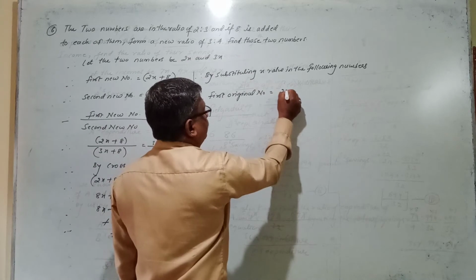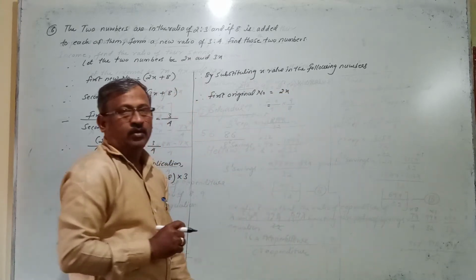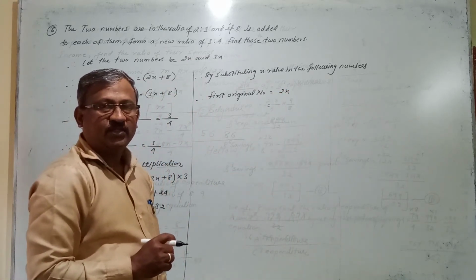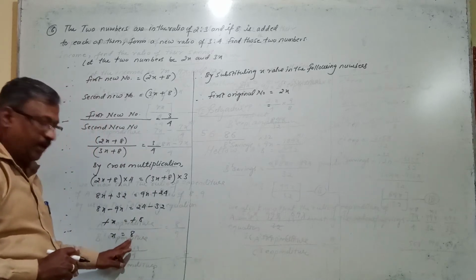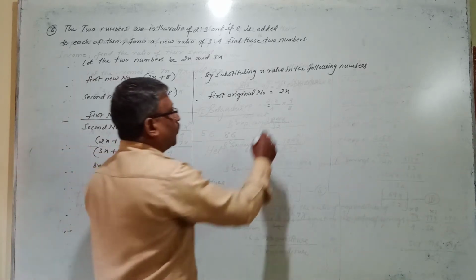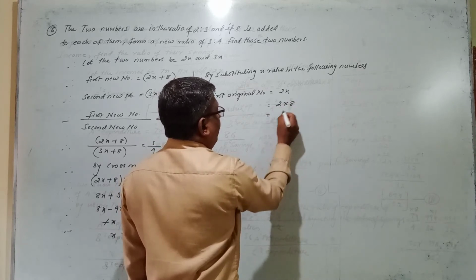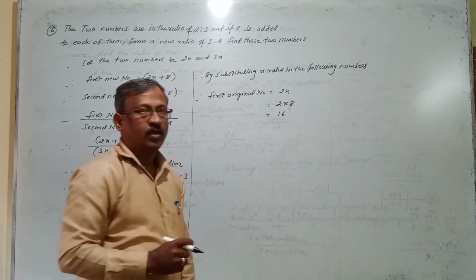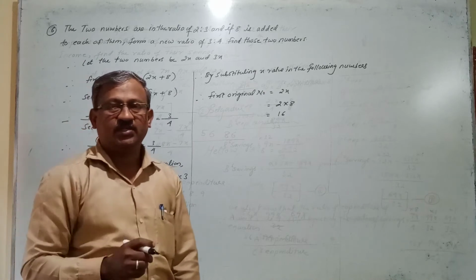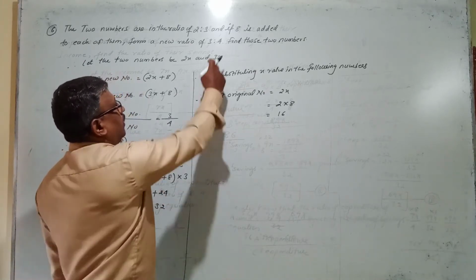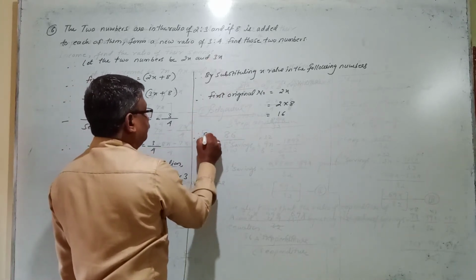It is 2x. Right. So wherever x is there you have to put how much here? 8. So substitute. So 2x means what? It is 2 into 8. So 2 8s are how much? It is 16. So my first number is 16. Like that you have to calculate the second original number.